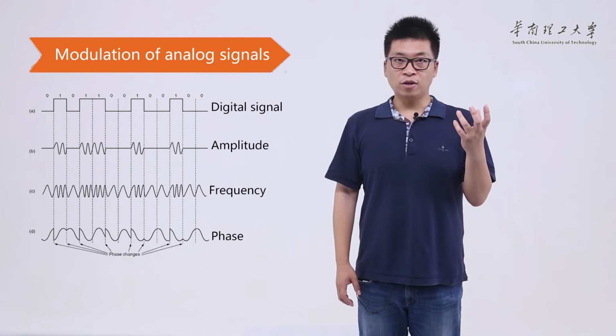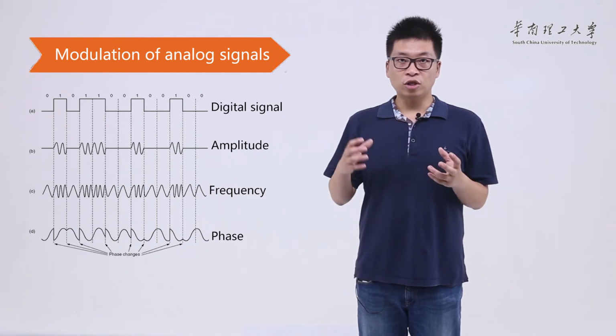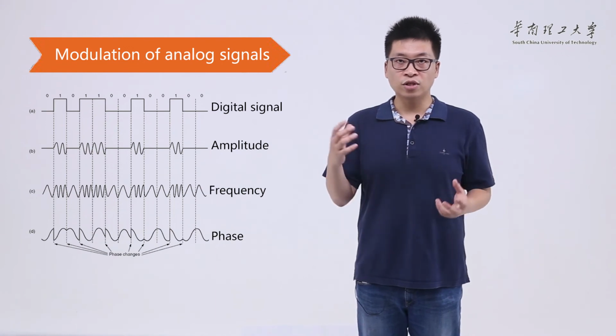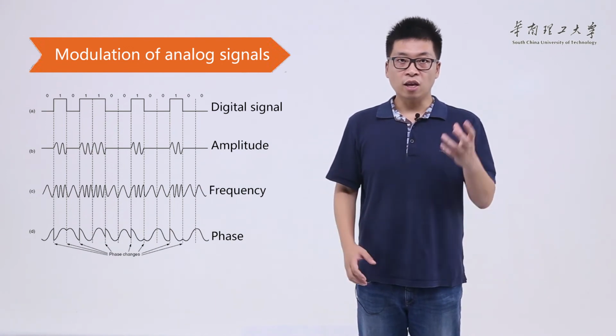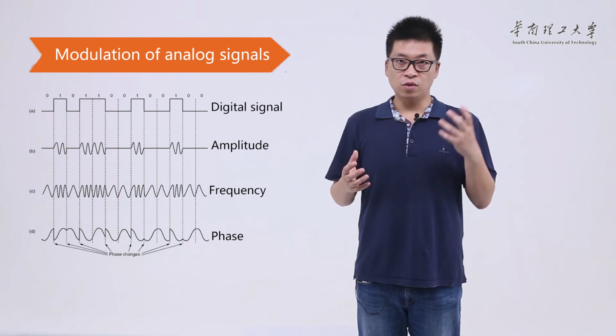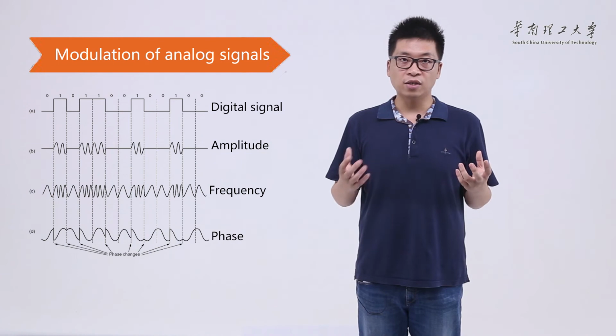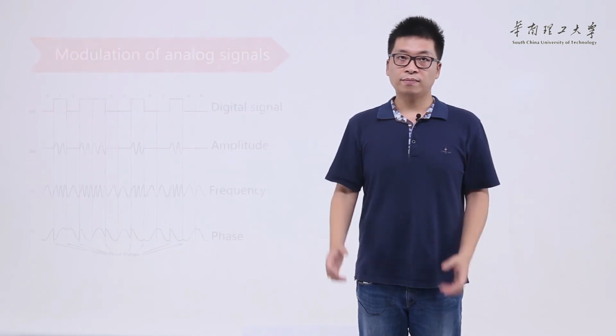If phase modulation is used, we can use the change of two adjacent signals to represent either 1 or 0. In this example, if the two phases are the same, it represents 1, and if the change of phase is 180 degrees, it is 0.